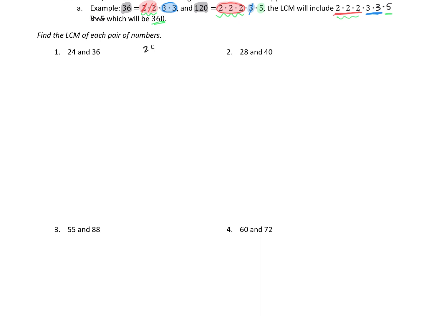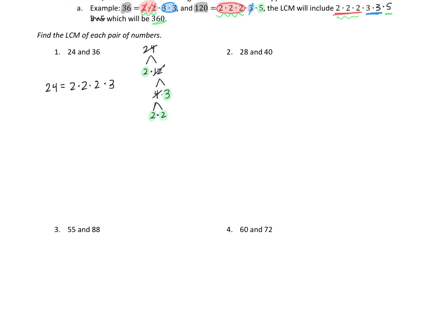our factor tree could be 2 times 12. 2 is prime. 12 can break down into 4 times 3. 3 is prime. 4 can break down into 2 times 2. And the 2's are prime. So we've reached the end of all the branches. So 24, our list is 3 2's, so 2 times 2 times 2 times 3.